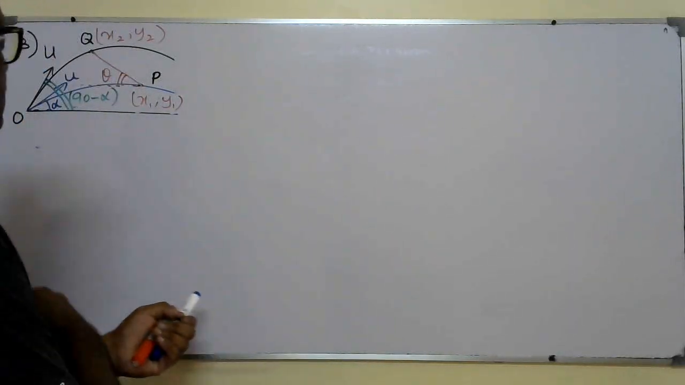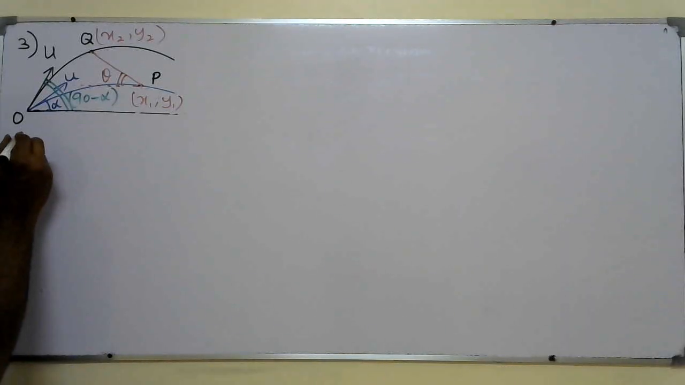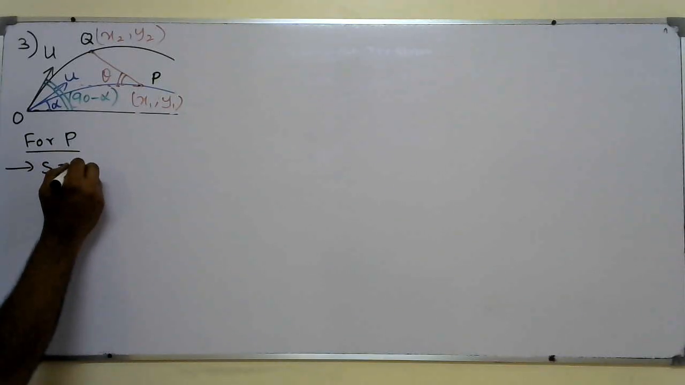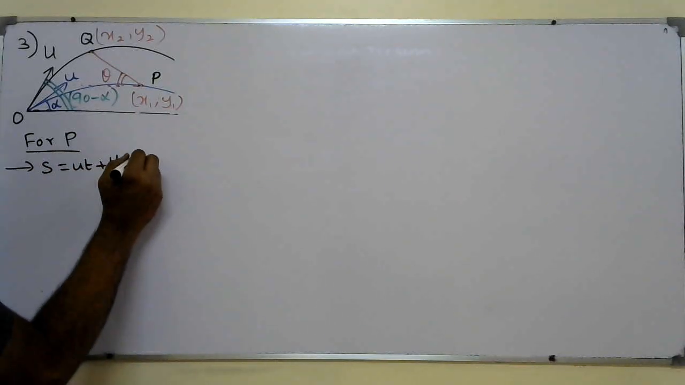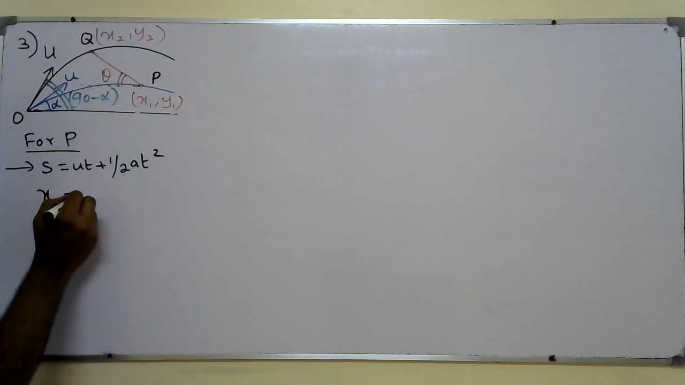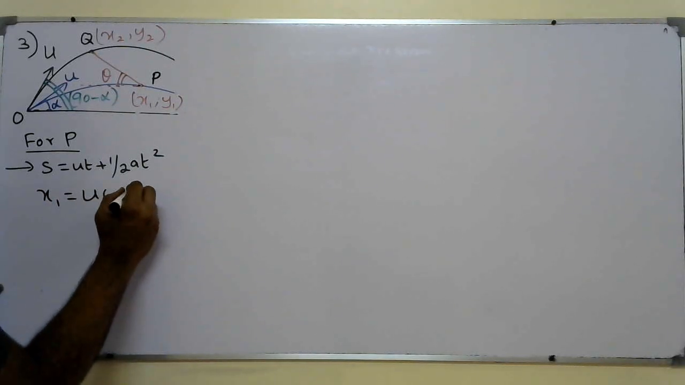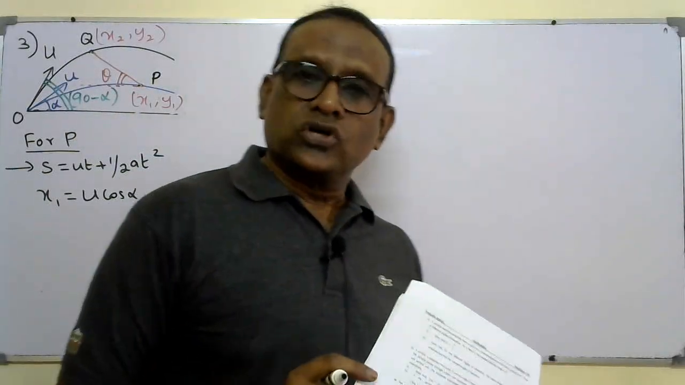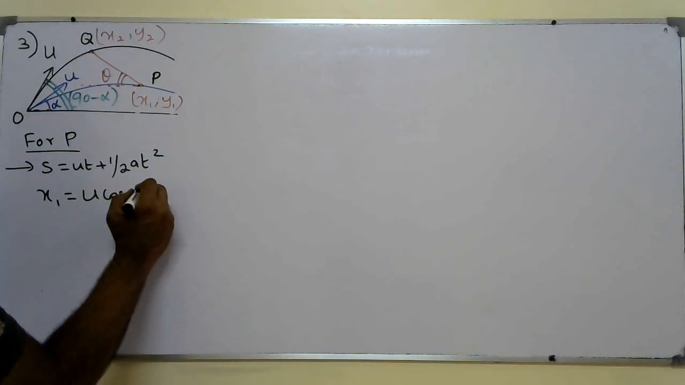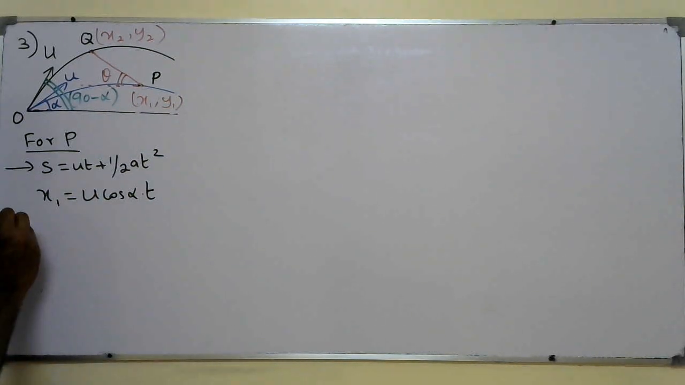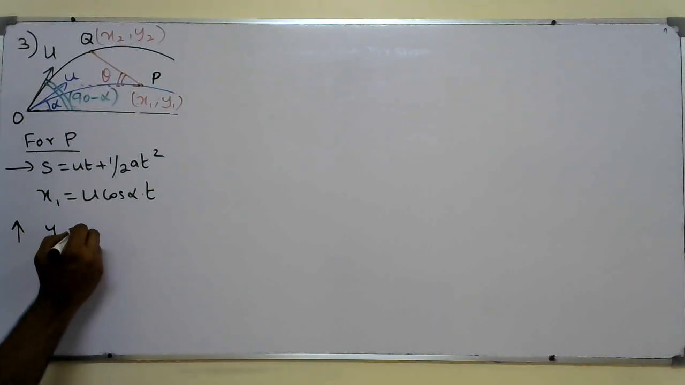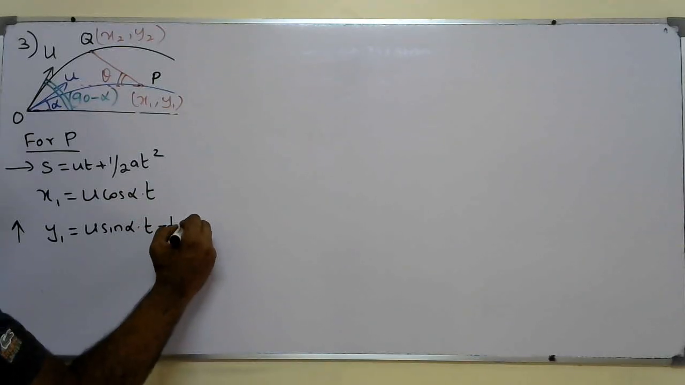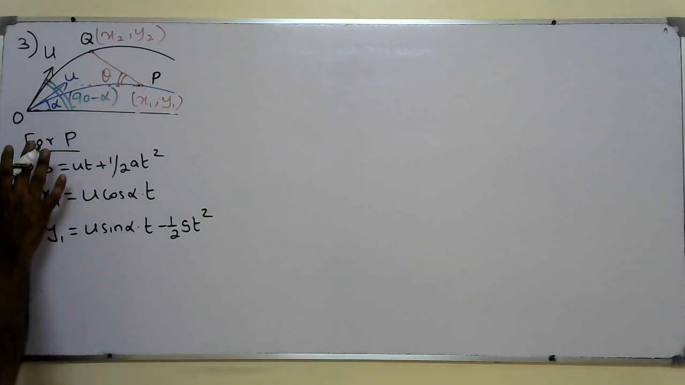Okay, so for that, we'll consider the horizontal for P. We'll consider horizontally s equal ut plus half at squared. That is x1 equal u cos alpha plus 0, no acceleration horizontally. So x1 equal u cos alpha into t at a time t. Vertically, y1 equal u sine alpha times t minus half g t squared. Okay, this is for P.